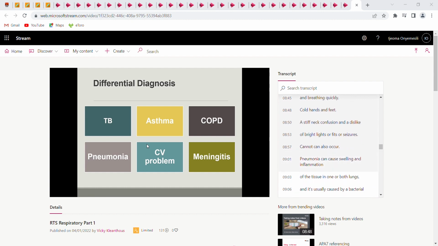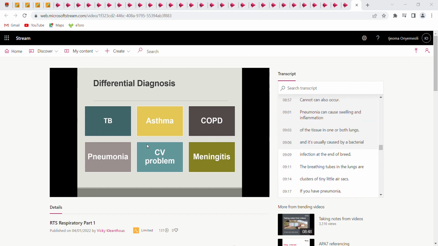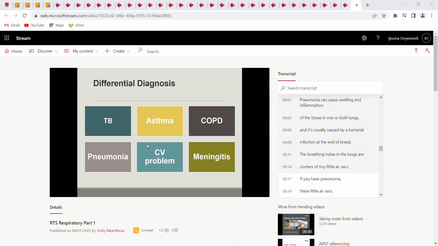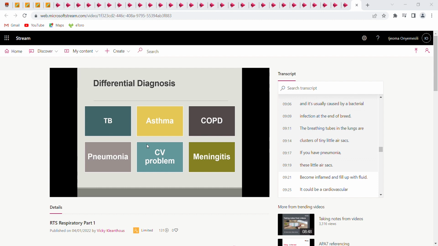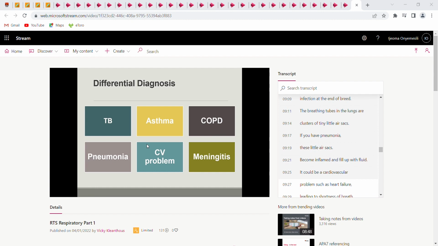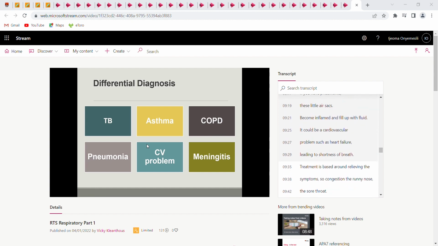Pneumonia can cause swelling and inflammation of the tissue in one or both lungs, and it's usually caused by a bacterial infection. At the end of the breathing tubes in the lungs are clusters of tiny little air sacs. If you have pneumonia, these little air sacs become inflamed and fill up with fluid. It could be a cardiovascular problem such as heart failure, leading to shortness of breath.